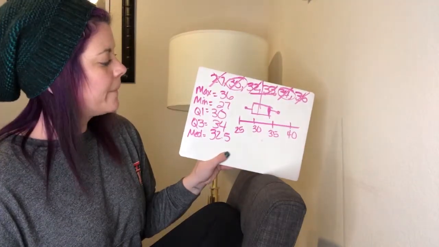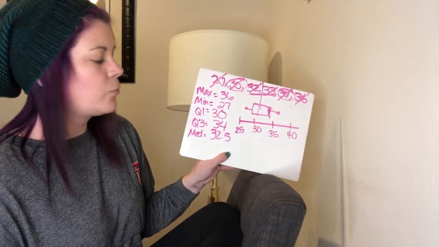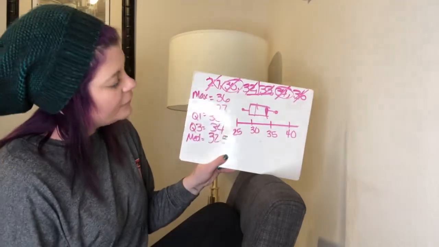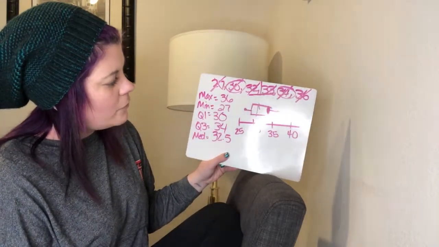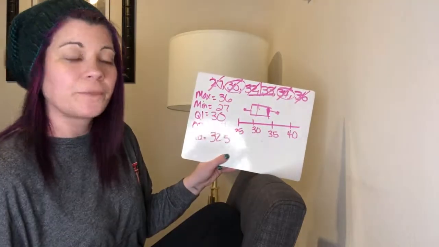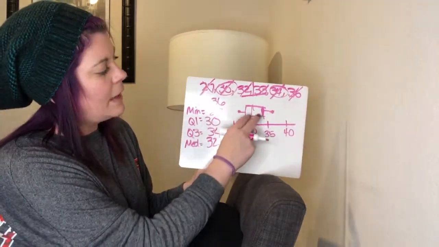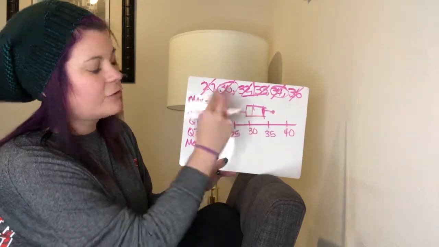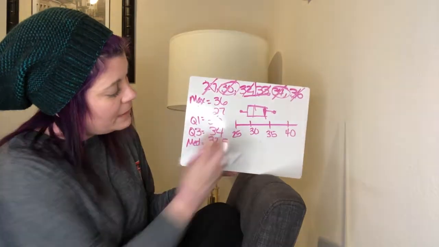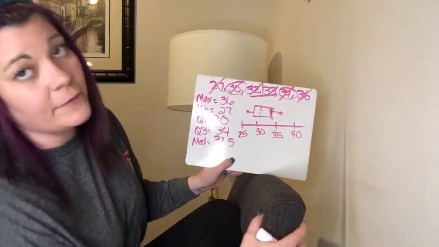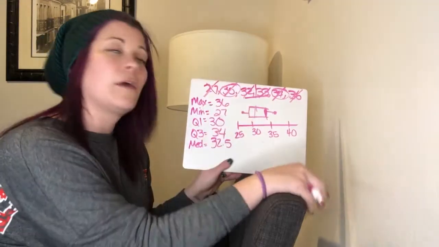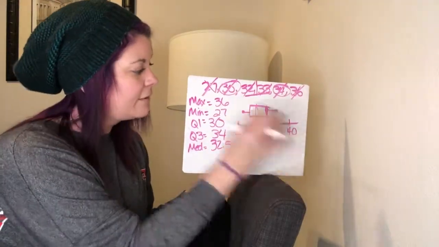So let's read this box. If you notice, this whisker is a little shorter than that whisker, which tells me that most of my data is towards the lower end and not the higher end of this data. My median is also towards the left side of the box, which means most of my data is on the lower end. Okay, so that's how you read it.